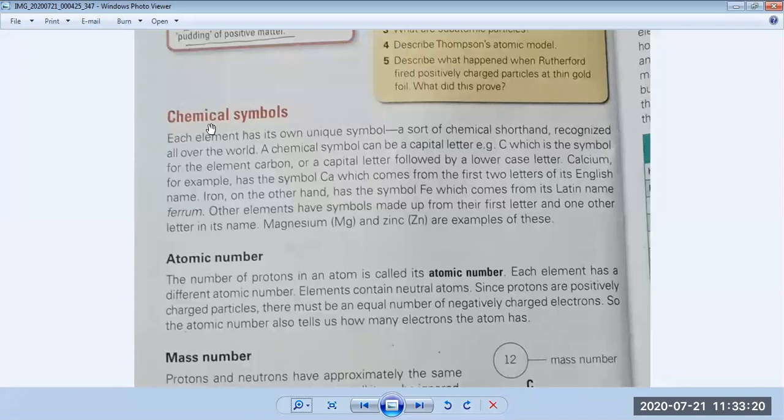Today, as you know, we have started chapter number 3, and today we will do page number 34 of your chapter number 3, the periodic table. As you know, we are studying the periodic table. I have told you this is very important.